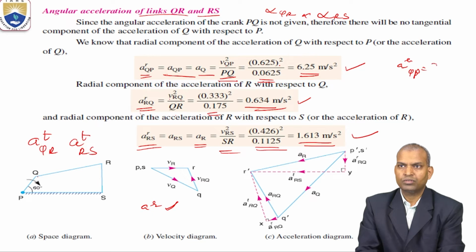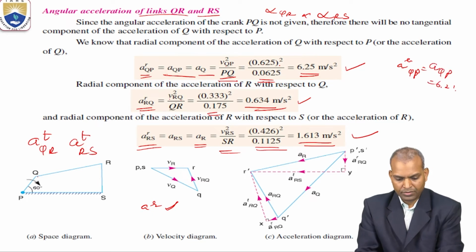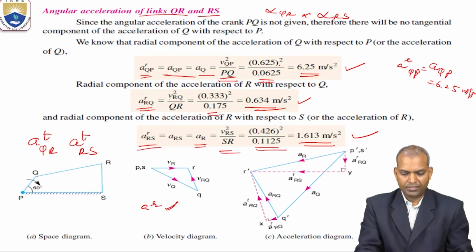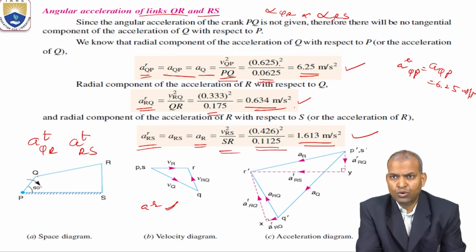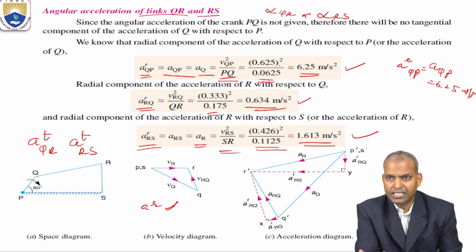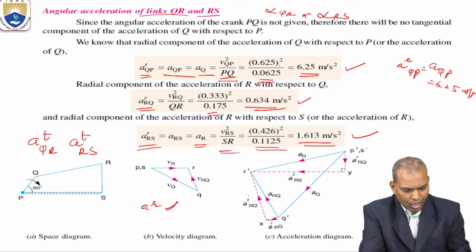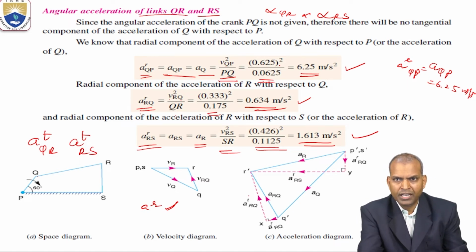ARQP that equal to AQP that equal to 6.25 meter per second square. These are the known values. With these known values, we are going to draw the acceleration diagram. How are we going to draw the acceleration diagram?